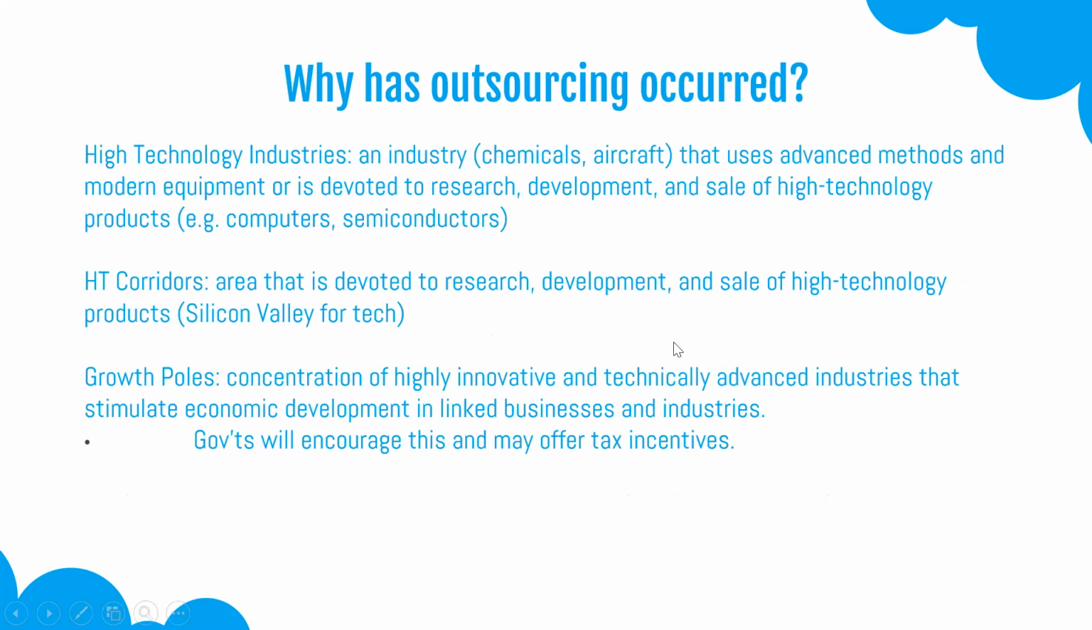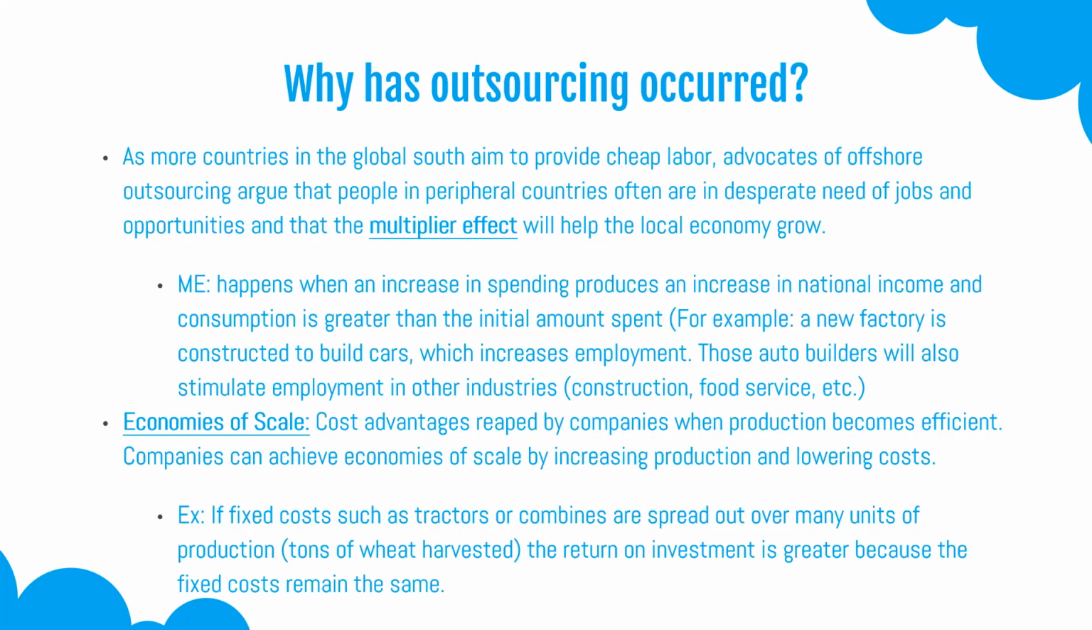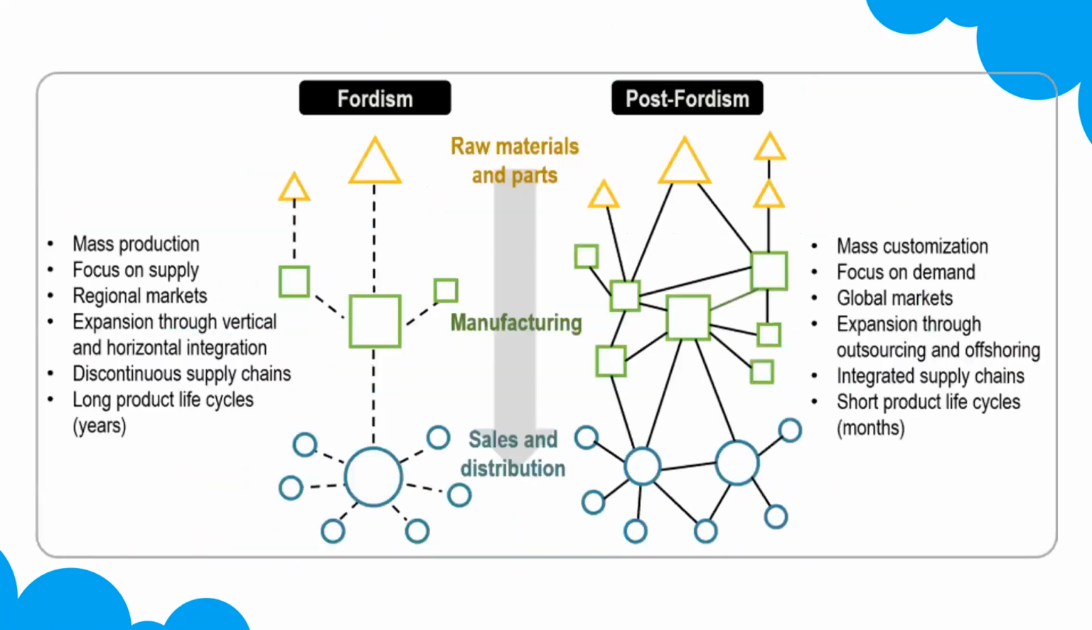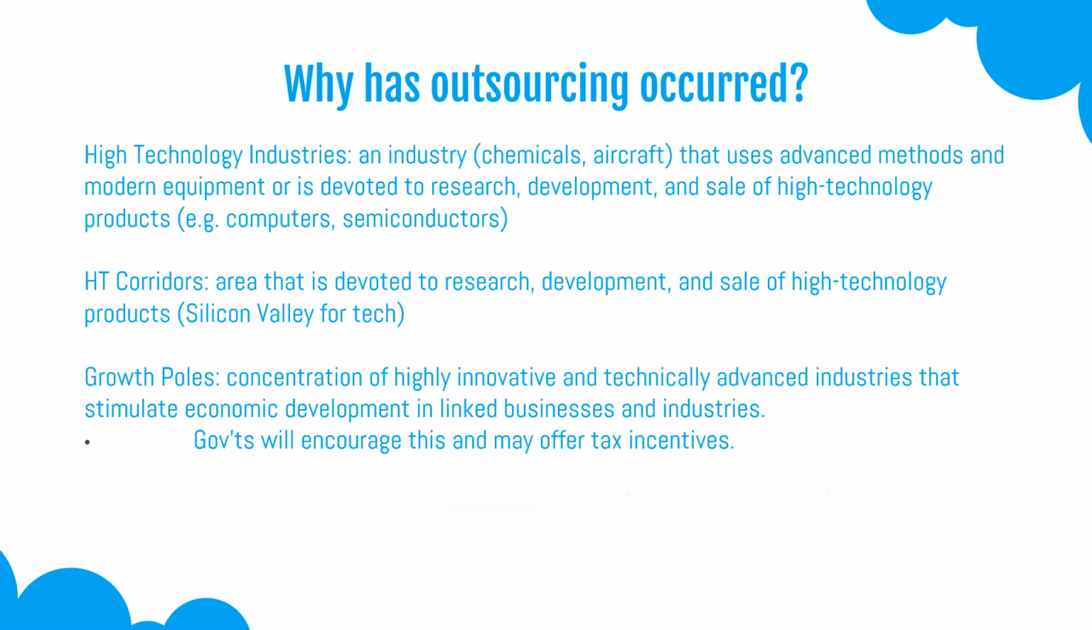Lastly, why else has outsourcing occurred? High technology industries. I'm kind of going back here to the multiplier effect, post-Fordist methods. High technology industries are industries that use advanced methods and modern equipment and are devoted to research and development. And that's led to growth poles: a concentration of highly innovative and technically advanced industries that stimulate economic development in businesses and industries.